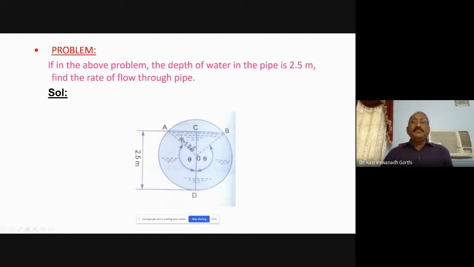In the above problem, if the depth of water is 2.5 meters, then what is the rate of flow? In the earlier case, it is given 1 meter out of 3 meters. Now it is 2.5 meters. Depth of flow has come up to this level.